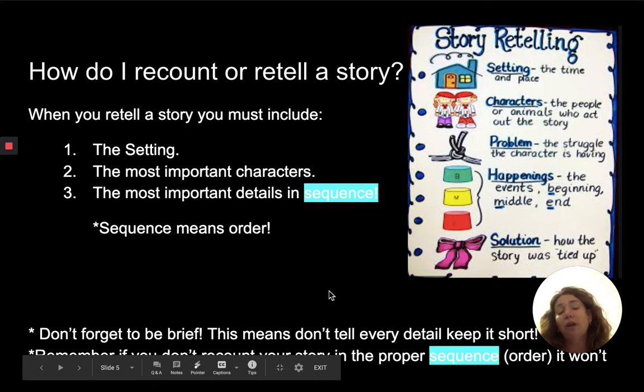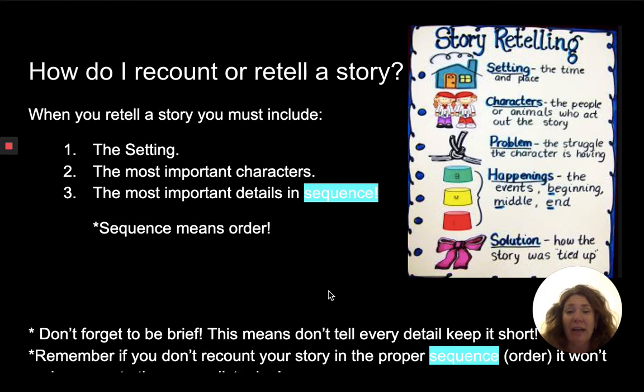All right, so important question here. How do I recount or retell a story? Well, when you retell a story, you must include the setting. All right, so that's the time and the place, right? The setting. Here's our house, the time and the place. When is it happening? Where is it happening? The most important characters, the people or the animals who act out the story. That doesn't mean that if there's a ton of characters, it's every character. You have to pick who are the most important characters, okay?